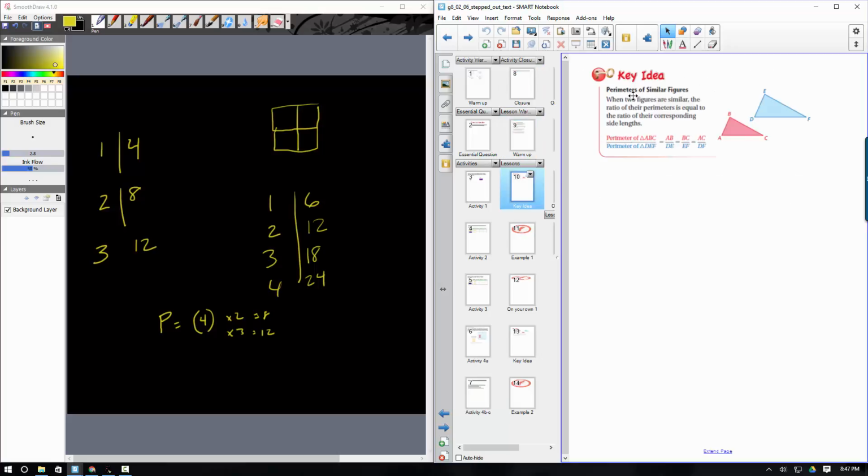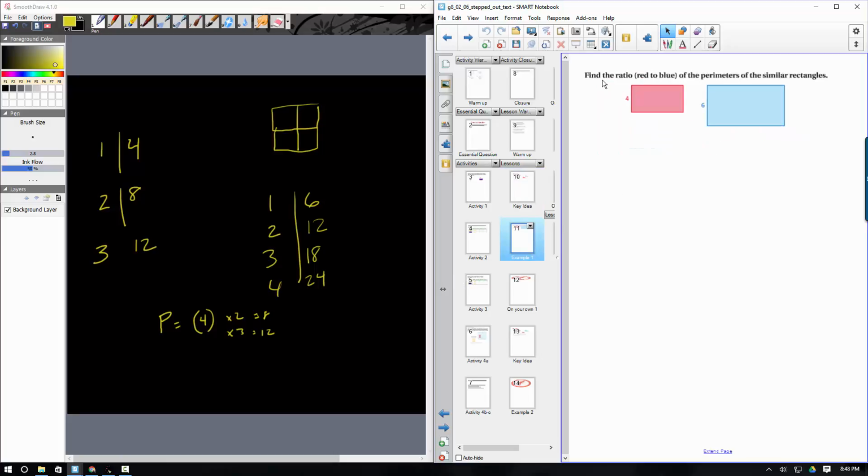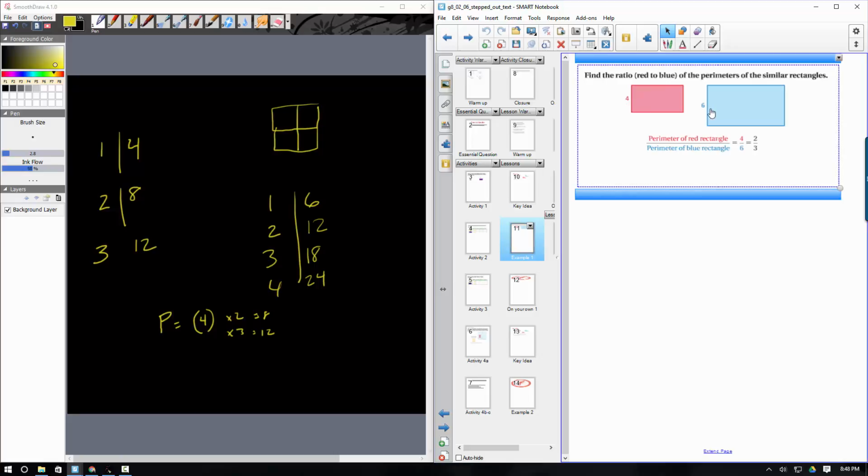So now we're going to actually show how that looks. So first of all, we're going to look at the perimeter of similar figures. So if they're similar, of course they have the same shape, maybe a different size. So here's a good example. It says find the ratio of the perimeters from the red to the blue. So this is 4 to 6, right? So I can reduce that down to 2/3. So the ratio of the perimeters is 2 to 3. Got it? From red to blue. Pretty easy stuff.